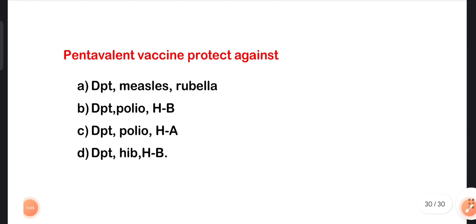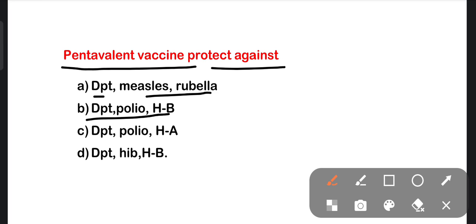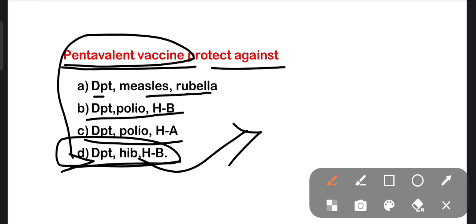So the last question is, the pentavalent vaccine protects against. So what is the pentavalent vaccine, which is used to protect against which type of diseases? Option A DPT measles and rubella, option B DPT polio and hepatitis B, option C DPT polio and hepatitis A, option D DPT HIV and hepatitis B. So this is the right answer. So pentavalent vaccine is used to prevent diphtheria, pertussis, and tetanus, HIV, and hepatitis B.